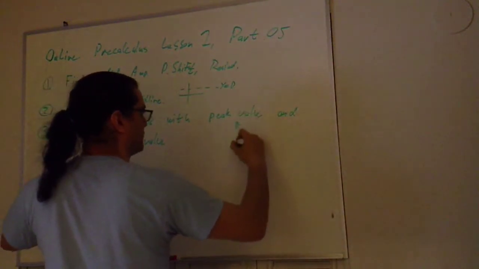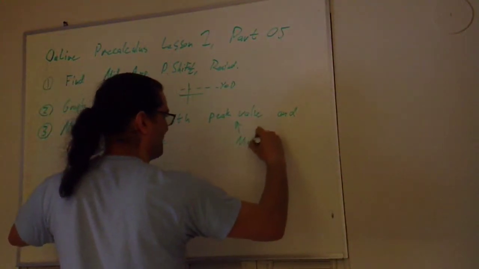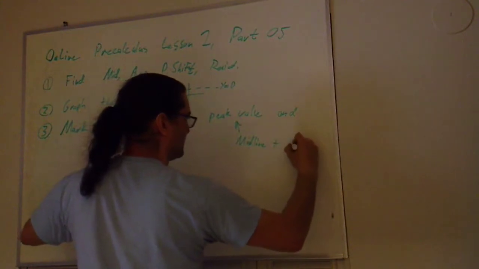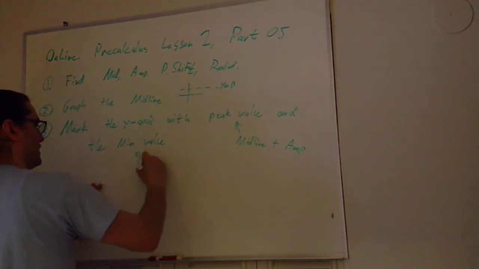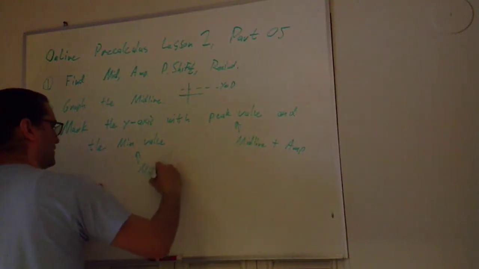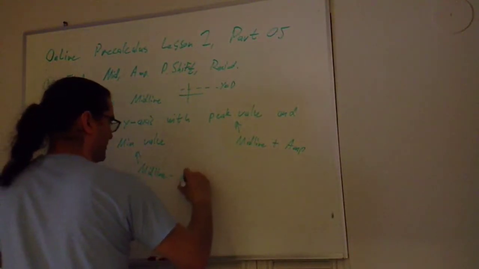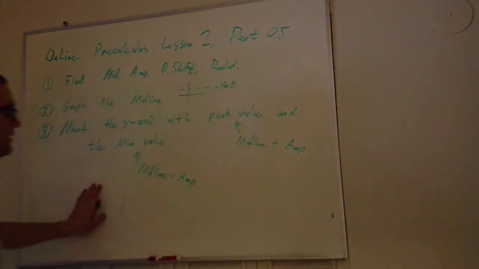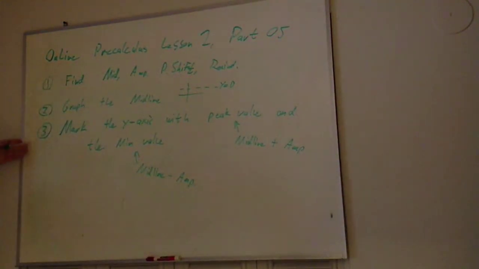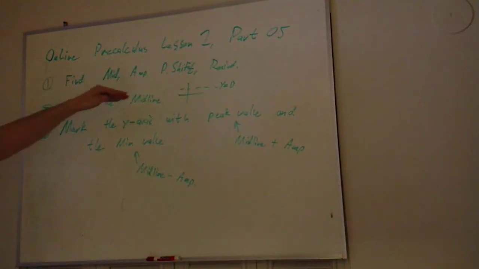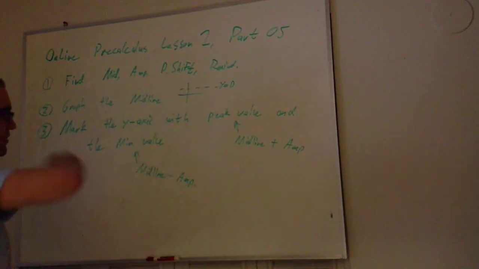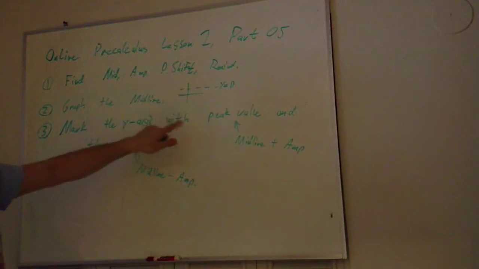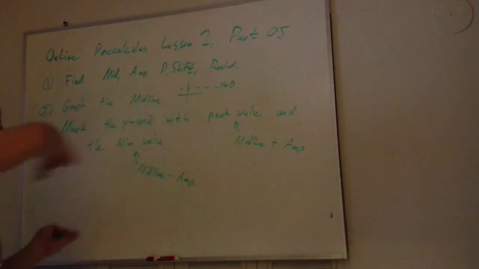Peak value is always going to be midline plus amp. The min value is always going to be midline minus amp. So this is how we've started all the graphs we've done so far. You get your line through the middle, and then you figure out how far above and how far below your graph is going to go there. So you get your peaks and your troughs, you know how tall it's going to be.